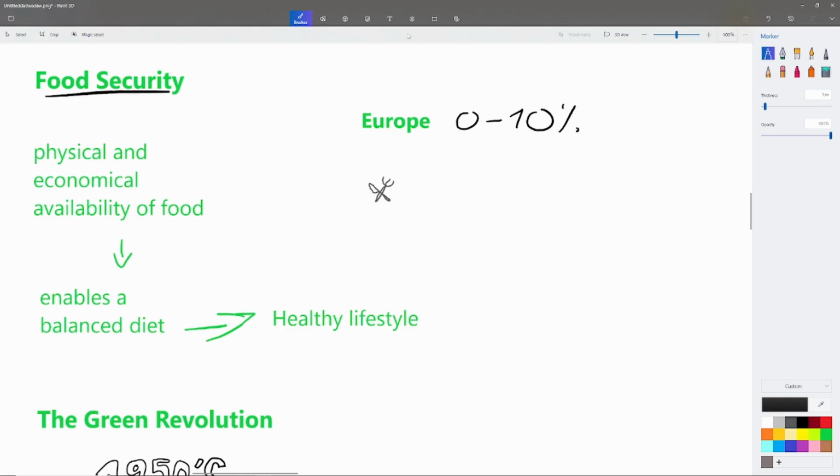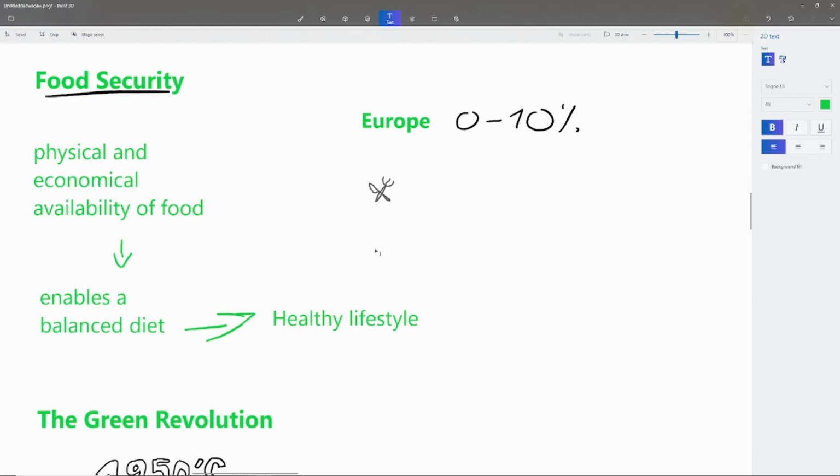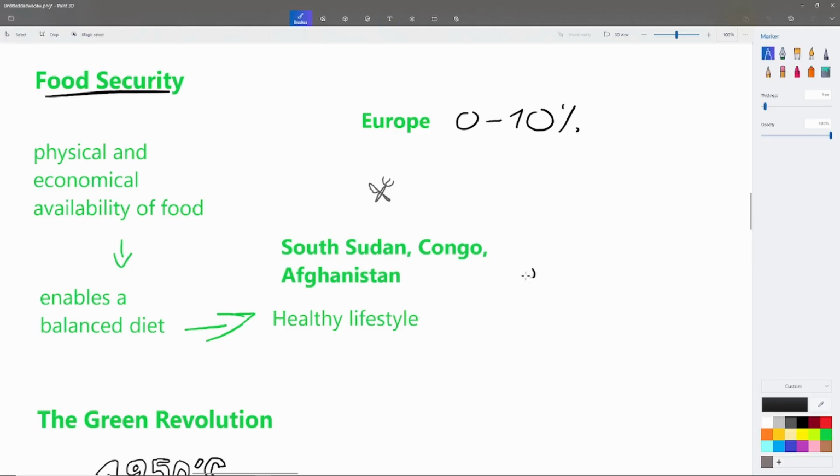However, if we look at countries that are not in Europe, some countries in Asia and also countries in Africa, we see that countries like South Sudan, Congo and Afghanistan actually have a lack of food security between 80 to 90%. So to put this into context, what does this percentage even mean?